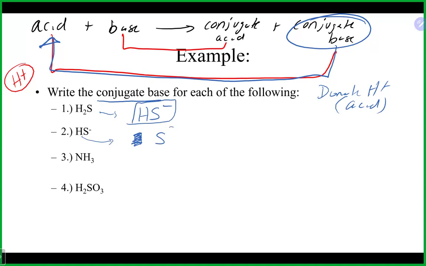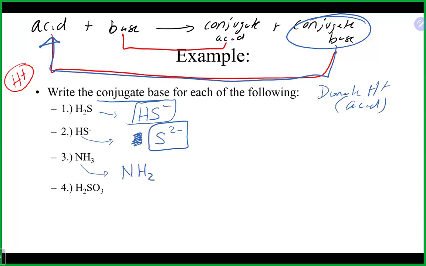So we go from -1 to -2, and we end up with S2 minus in this case. Any questions on those two there? Same thing down here. We know that all these guys are going to act as an acid. We're going to get rid of a hydrogen. Leaves us a nitrogen and 2 hydrogens.